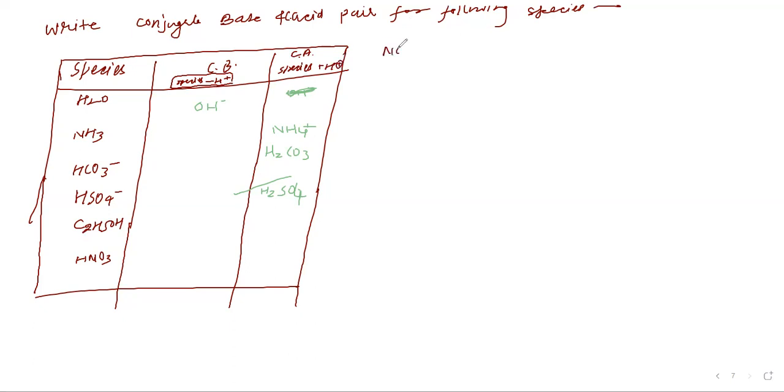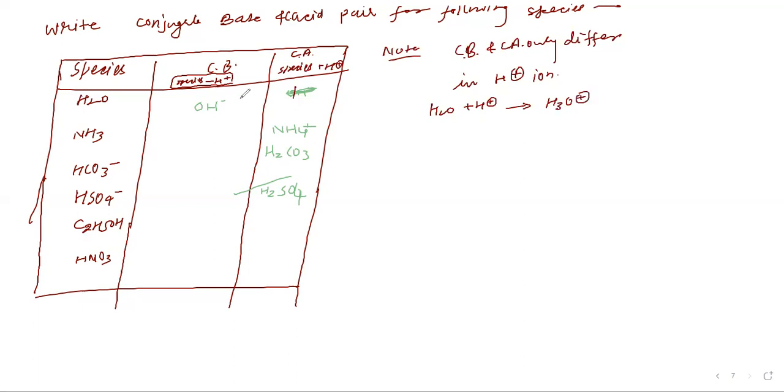Conjugate acid base pair. Note: conjugate base and conjugate acid only differ in what? Only differ in H plus ion. So here H2O, that is correct. If you are adding H plus to H2O, what species are you going to get? H3O plus. So the conjugate acid will be H3O plus.